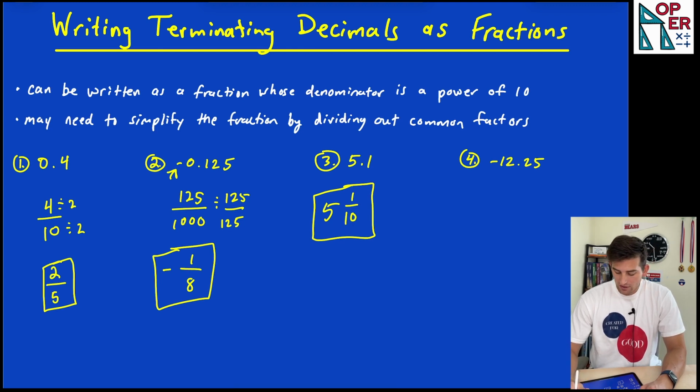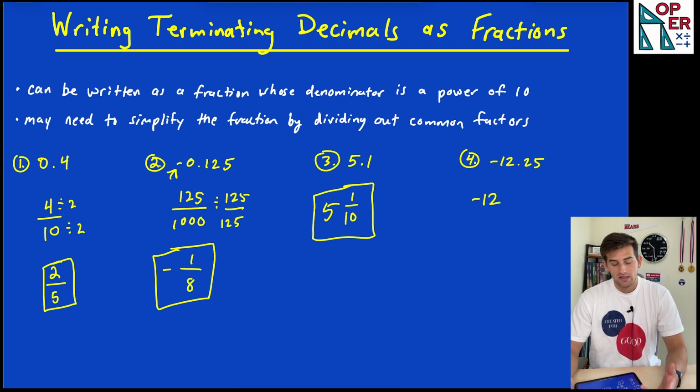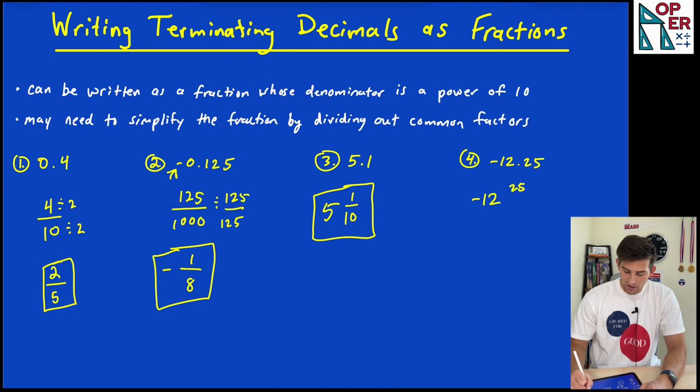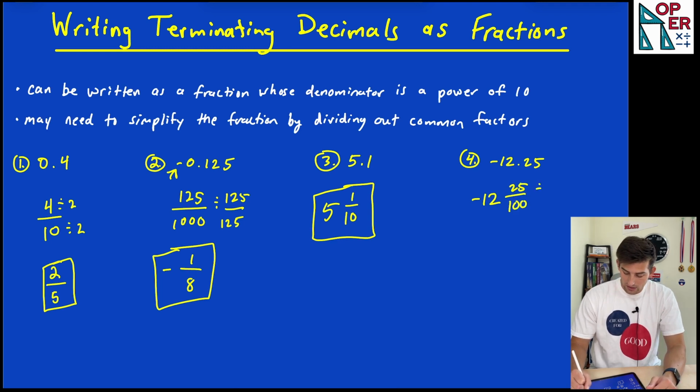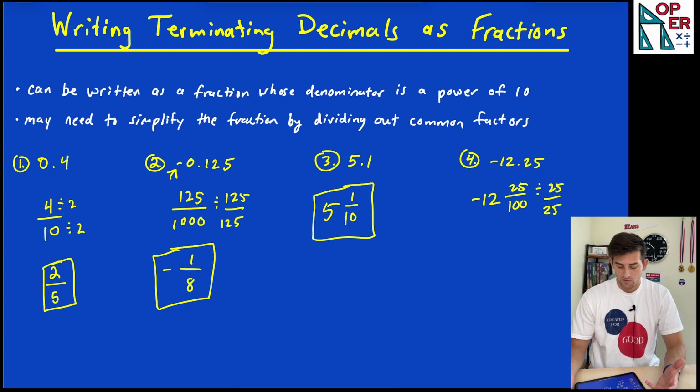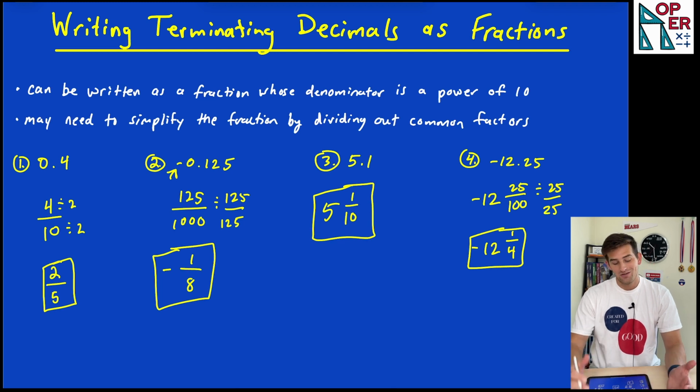And the last one, number 4, is negative 12.25. So once again, we have our negative 12 here. That's our whole number part, and then we have 25 hundredths, okay? Now 25 can divide by itself, and 100 can be divided by 25 as well. So this is going to be negative 12 and 1/4. Okay? And that is how you can write some terminating decimals as fractions.